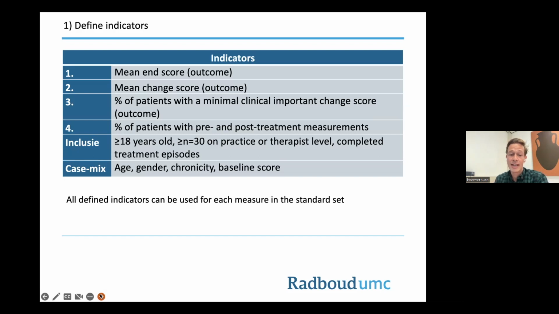We only included adult patients and practices that at least provided 30 patients with completed treatment episodes. And we used some case mix factors to adjust for, including age, gender, chronicity, and baseline score. And what is good to remember is that for each PROM in the standard set, we were able to develop indicators of it. So, for example, for the numeric pain rating scale, we could estimate the end score, the change score, the minimal clinical important difference, and the percentage of pre and post treatments.